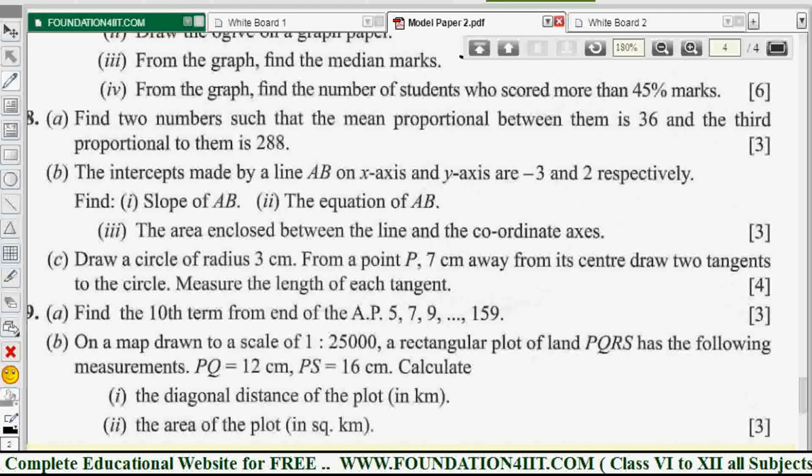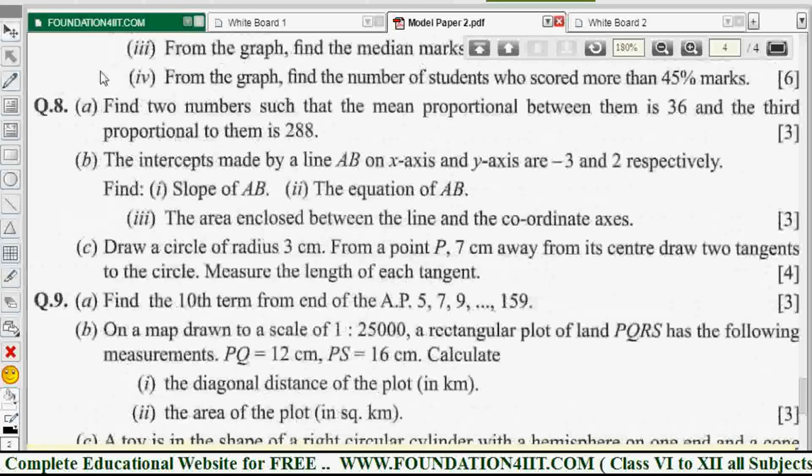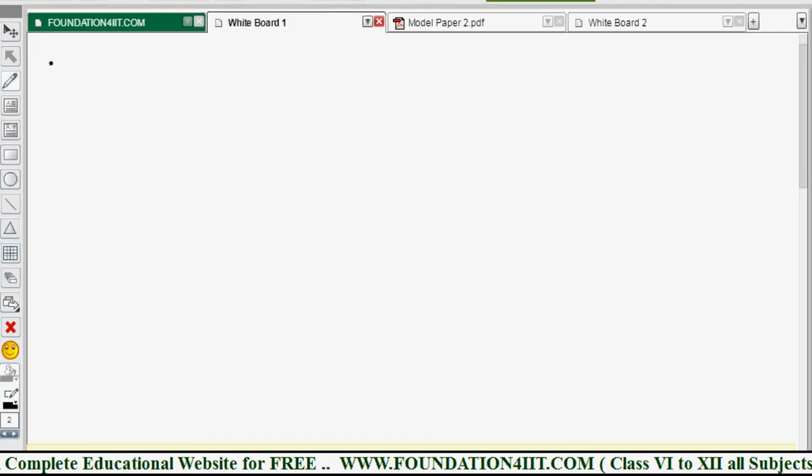Next, let us see question number 8 and solve those problems now. In question 8, the first one is: find two numbers such that the mean proportional between them is 36, and the third proportional to them is 288. So using these two statements, we'll use the conditions and find out the two numbers. Let me take the given data first.